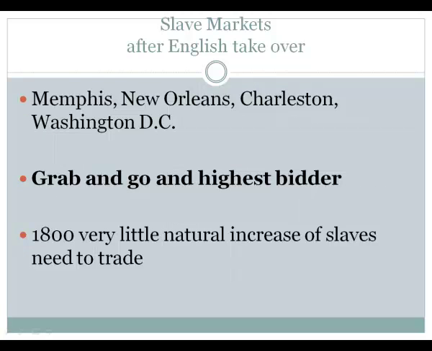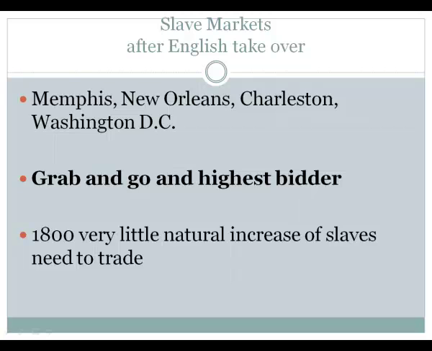Once the English took over and became settled along the eastern coast, we developed four major slave trading centers: Memphis, New Orleans, Charleston, and Washington, D.C. And I think it's absolutely disgusting that we had slave trading anywhere, but especially in our capital.